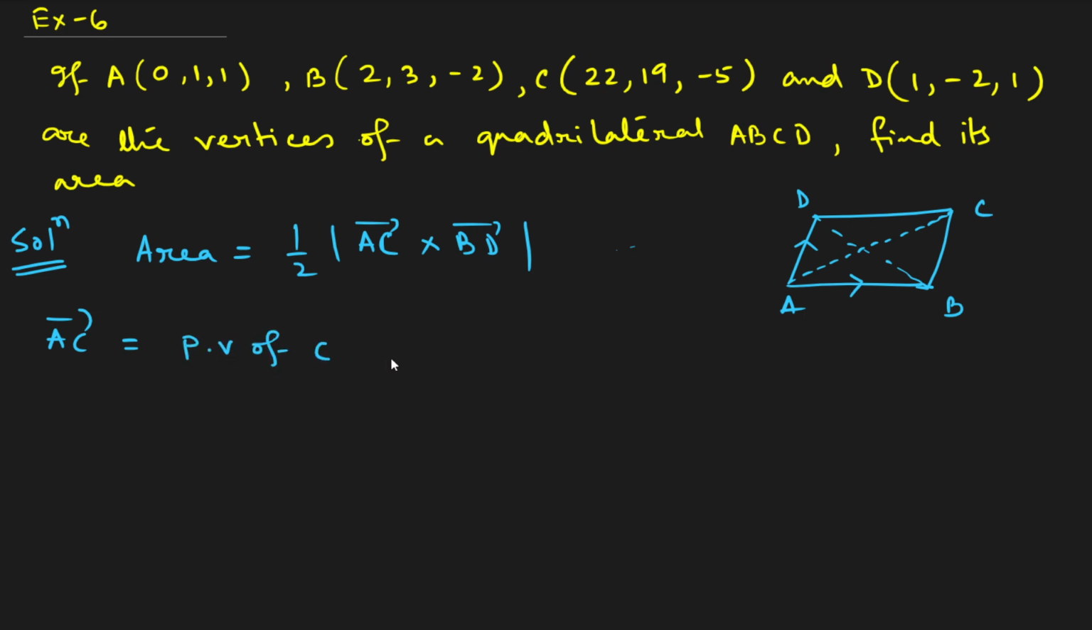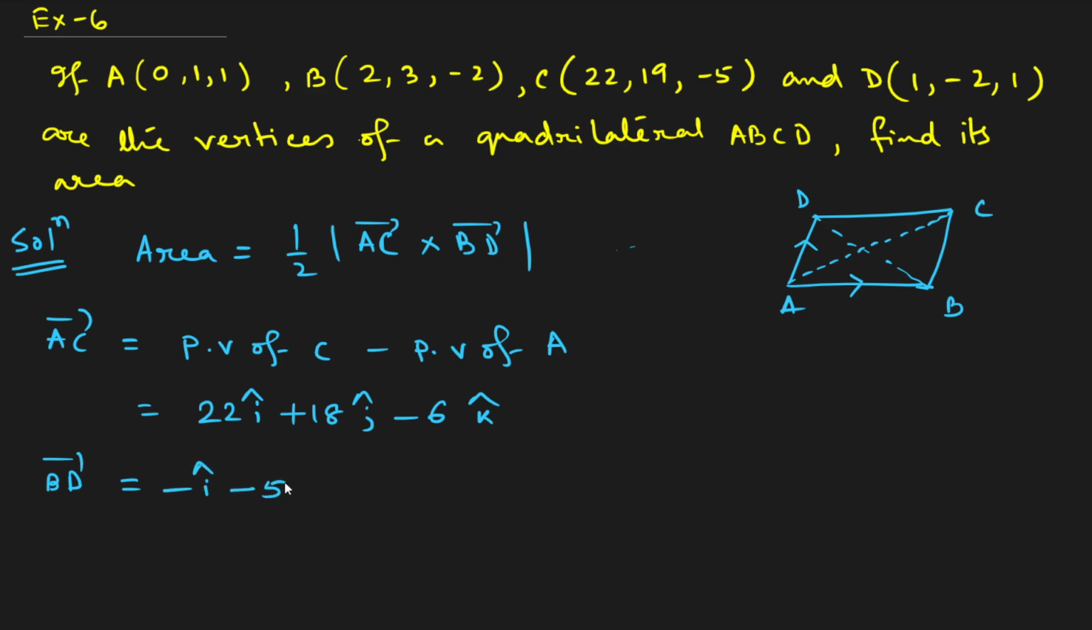You all know how to find AC bar: position vector of C minus position vector of A. Position vector of C is 22, 19, minus 5, and A is 0, 1, 1. After subtracting, what will you get? 22 minus 0, so it's 22 i cap, 19 minus 1, so it's 18 j cap, and 5 minus 1 is minus 6 k cap. In the same way we will find BD bar, which is position vector of D minus position vector of B. After finding, you will get minus i cap minus 5 j cap plus 3 k cap.